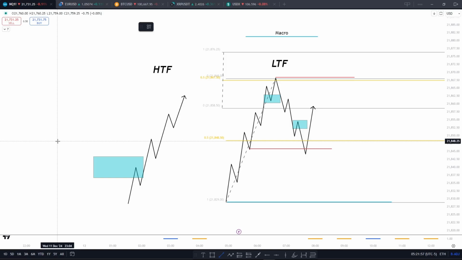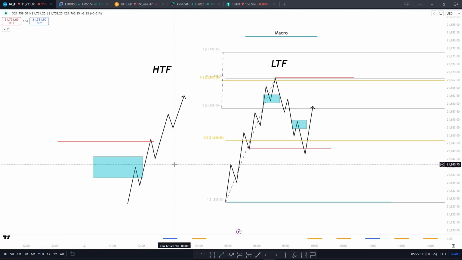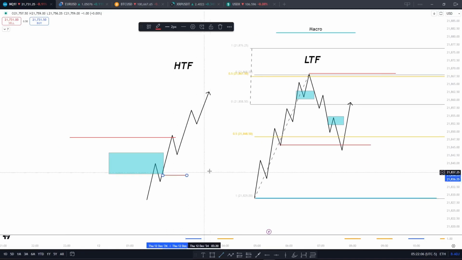If we run into a PXH, this will be our draw liquidity. So as we can see, we took our entry around here.